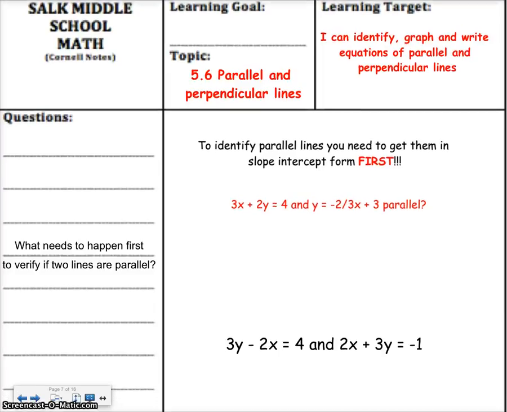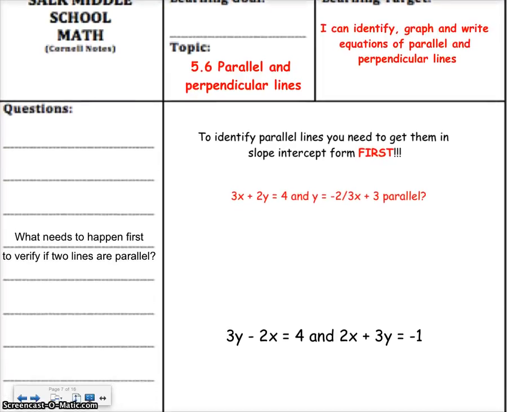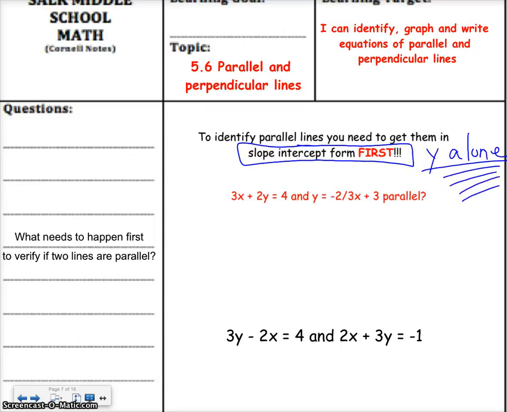And here is how you do that. You have to compare slopes, have to. But you cannot compare slopes until it's in slope-intercept form first, which means y alone. You have to get y all by itself. You cannot compare slopes if you do not have y by itself.